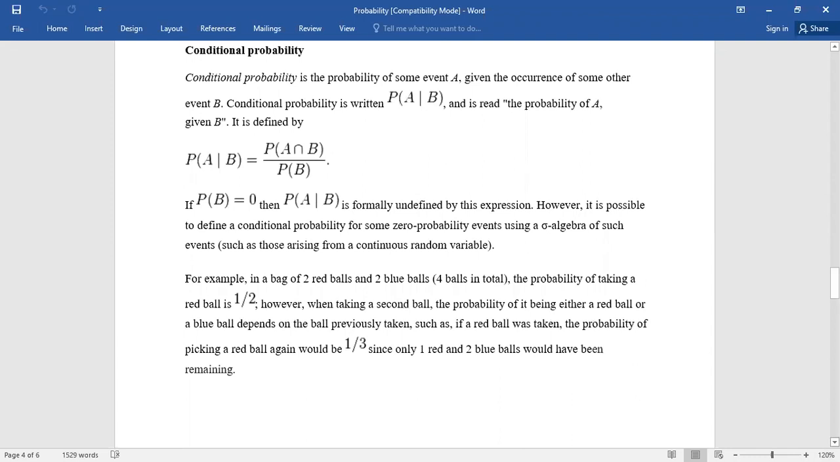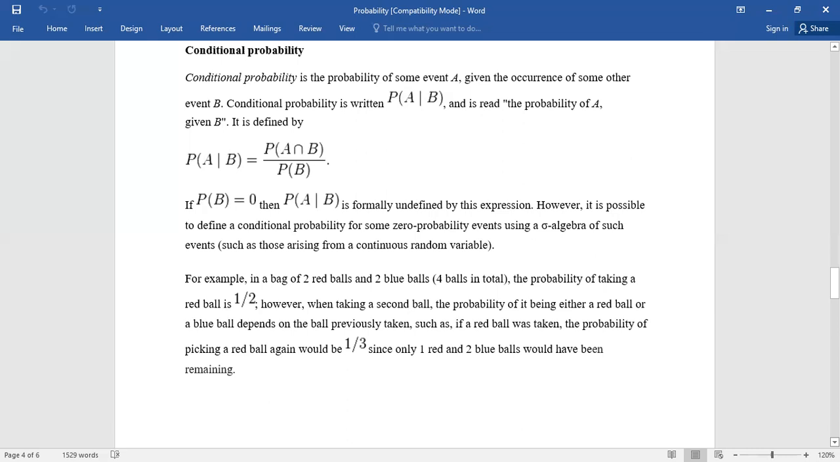Let's say we have a bag. That bag has 2 red balls and it has 2 blue balls. So in total, we have 4 balls in the bag. So the probability of taking a red ball will be a half, isn't it? It is 2/4. 2/4 simplified is a half.